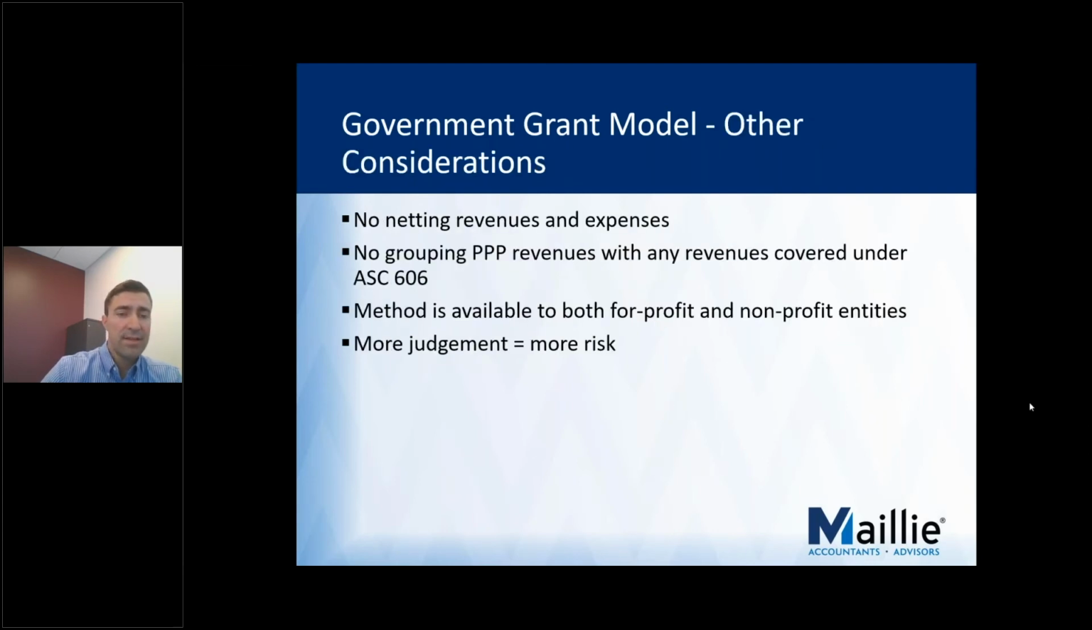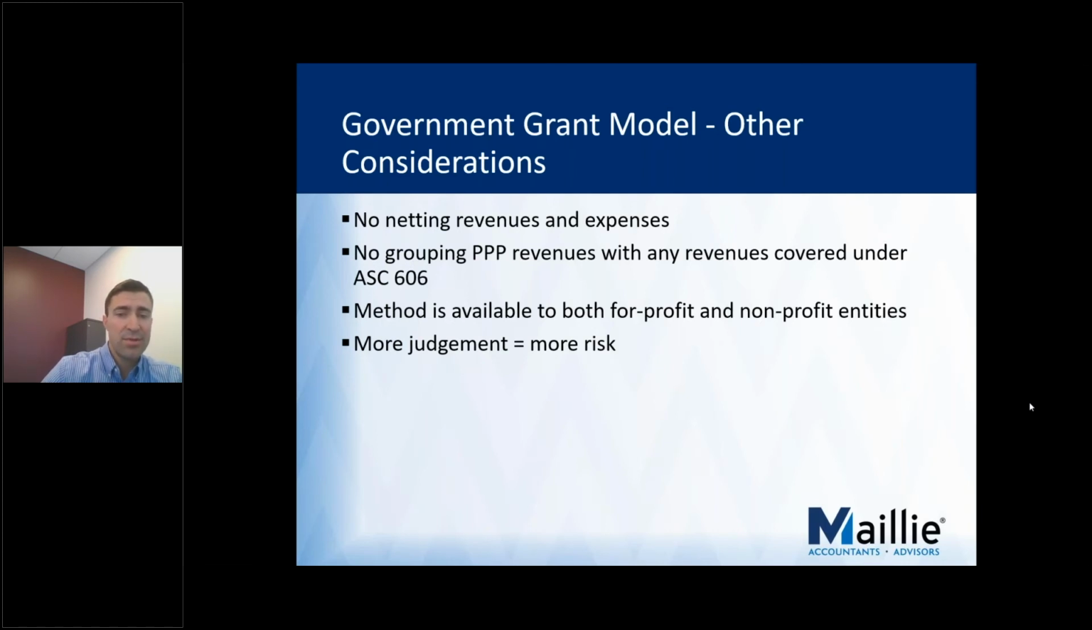A few other things to consider with the government grant model. You should not be netting revenues and expenses from the PPP loans. These are going to be reported gross on your financial statements. You should not be grouping any PPP revenues with any revenues covered under ASC 606, which is standard for revenues from contracts with customers. This method is also available for both for-profit and nonprofit entities.